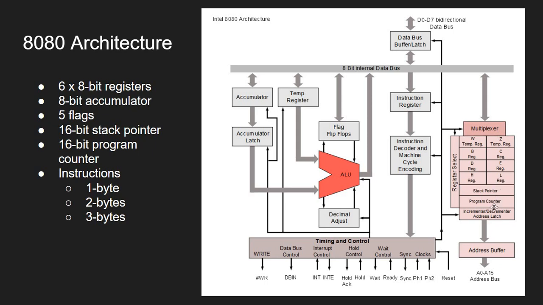It also has two 16-bit registers, the stack pointer and the program counter. And why are these 16-bit? Because they actually hold addresses. The stack pointer holds an address on the stack. The program counter holds an address for the current instruction. Since addresses are 16-bit, this is why these two registers are also 16 bits. It has an 8-bit accumulator, 5 flags, and instructions which may have 1 byte, 2 bytes, or 3 bytes.